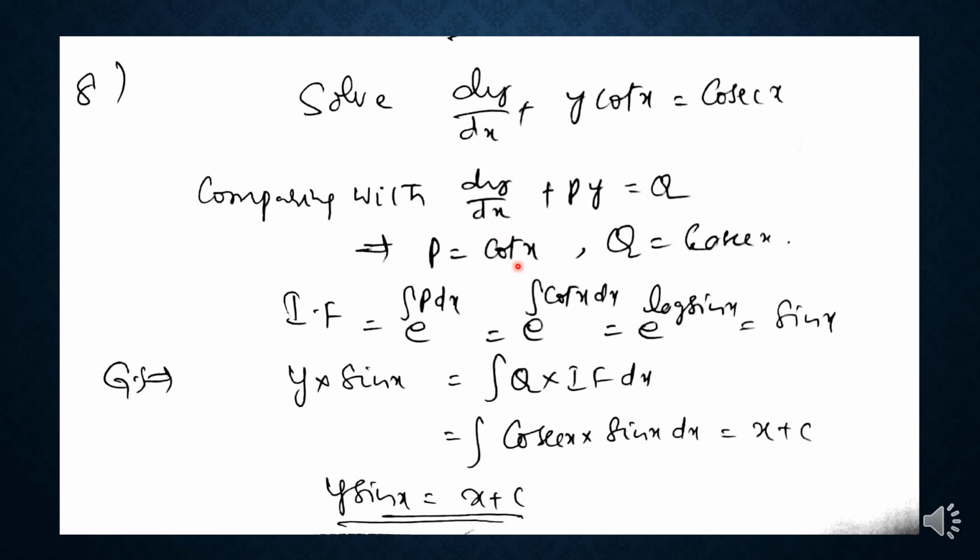So here p is equal to cot x and q is equal to cosecant x. So IF is equal to e power integral p dx, e power integral cot x dx, and integral cot x dx is log sin x, so that is equal to sin x. After finding IF, write the general solution for the differential equation, that is y into sin x is equal to integral q into IF dx. Now by substituting q, cosecant x into sin x is equal to 1, integral 1 dx is equal to x plus c. So the general solution of this differential equation is y sin x is equal to x plus c. So this is the solution.